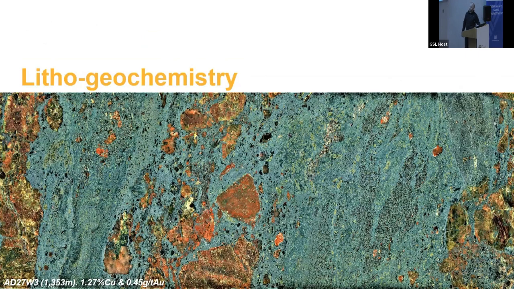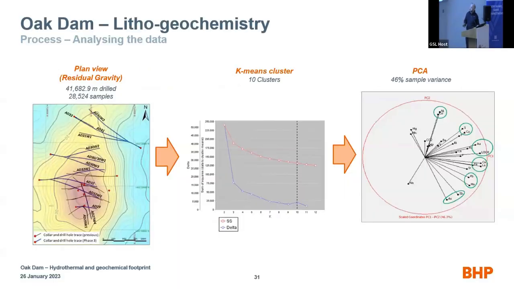Now, with that context of the alteration, let's try to dive into geochemistry. This photo is an interesting photo showing that fluorite zone. You have a cement of fluorite, hematite, and chalcopyrite, and then you see the remnants of the fragments of the altered granites being transported.